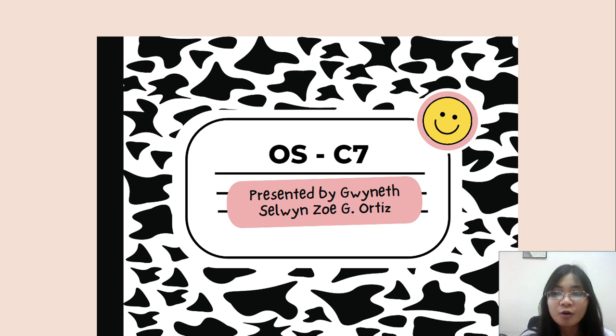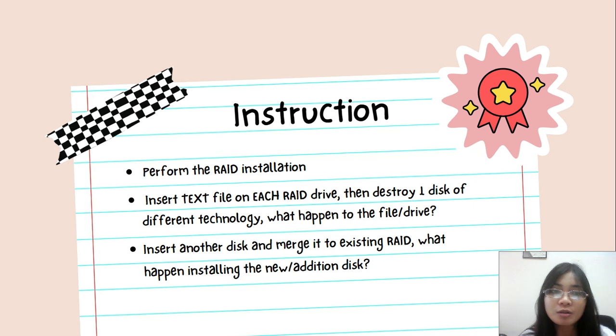OS-C7, or how to perform RAID in VirtualBox. So here are the instructions. Perform the RAID installation, insert a text file on each RAID drive, then destroy one disk of different technology. And what happened to the file or drive? And insert another disk and merge it to the existing RAID. What happened when you're installing the new additional disk?